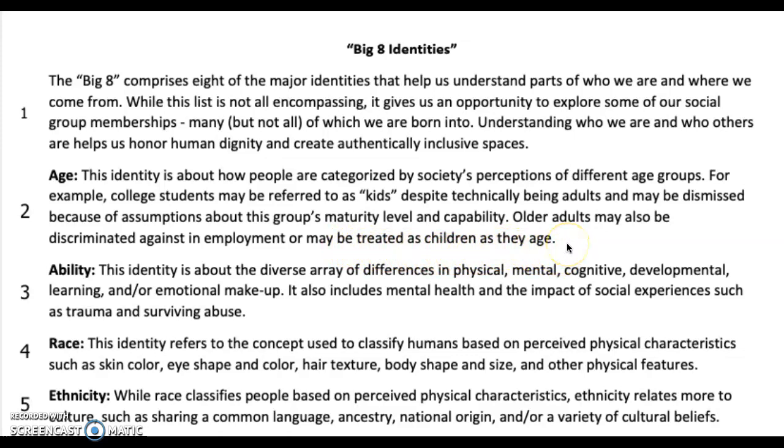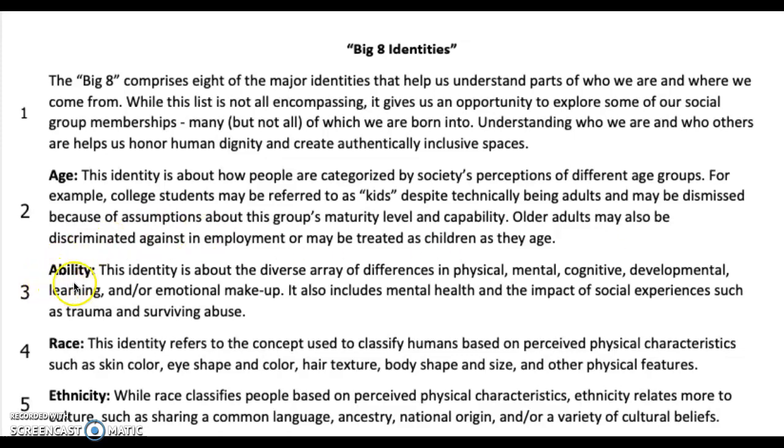Let's make sure we understand this identity marker of age. The first question you're going to answer is, in other words, what is age? What is age? Now, you will answer, what are some aspects of this identity age, or what are some identity markers of age? Good job. Let's keep reading.